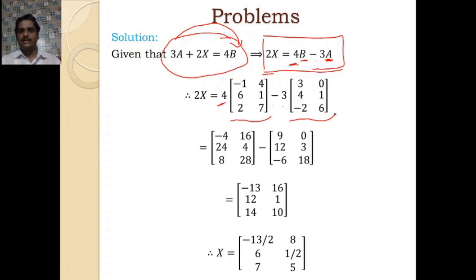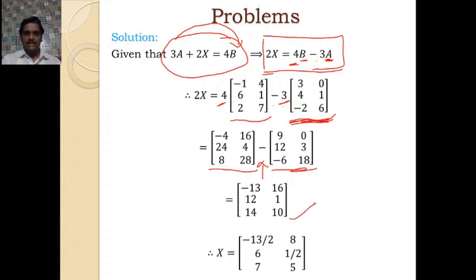4 times the matrix, 3 times the matrix. And how do we do that? We multiply each element by that scalar. So this matrix multiplied by scalar 4 gives you this. This matrix gets multiplied by scalar 3 to give you this. And there is a minus in between. We can do the subtraction component-wise. So minus 4 minus 9 is minus 13, 16 minus 0 is 16, like that. That will give you this.